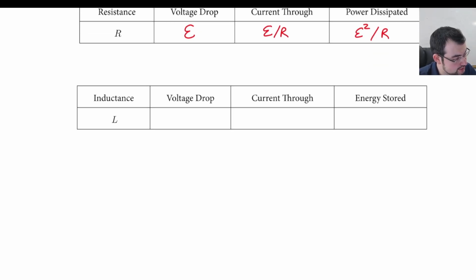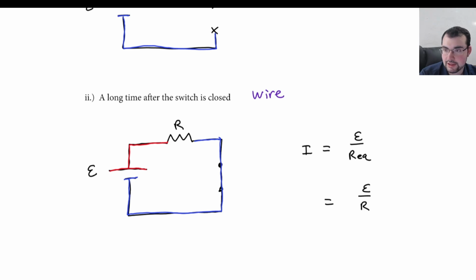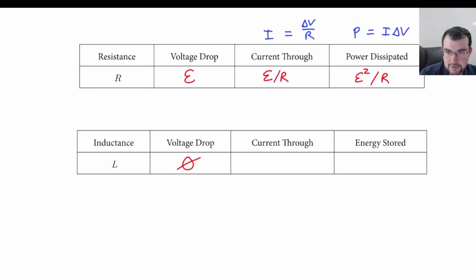All right, what about the inductance? Well, after a long time, the inductance does not care there's a voltage drop through it. Now, that doesn't mean there's no current or energy. There is a current, right? If I go up to my circuit, there's certainly a current that flows around this thing. So it feels the full current.